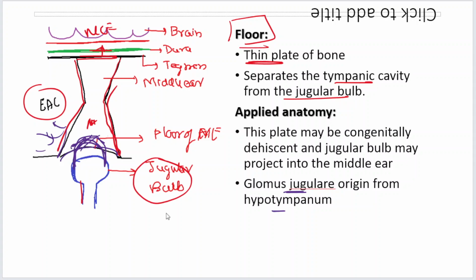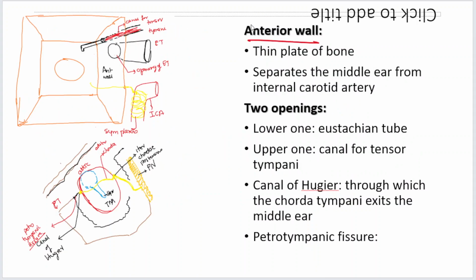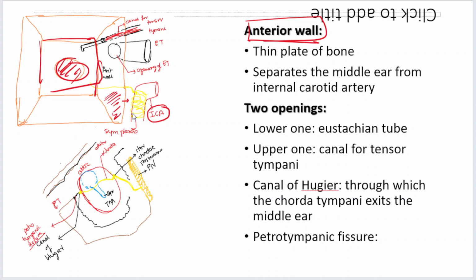Okay. Now coming to the anterior wall of the middle ear. Suppose this is the middle ear, right? And this is the promontory, the medial wall of the middle ear. This is the anterior wall of the middle ear. In the anterior wall of the middle ear, there are three structures. One is related to the internal carotid artery. The lower half of the anterior wall is related to the internal carotid artery.